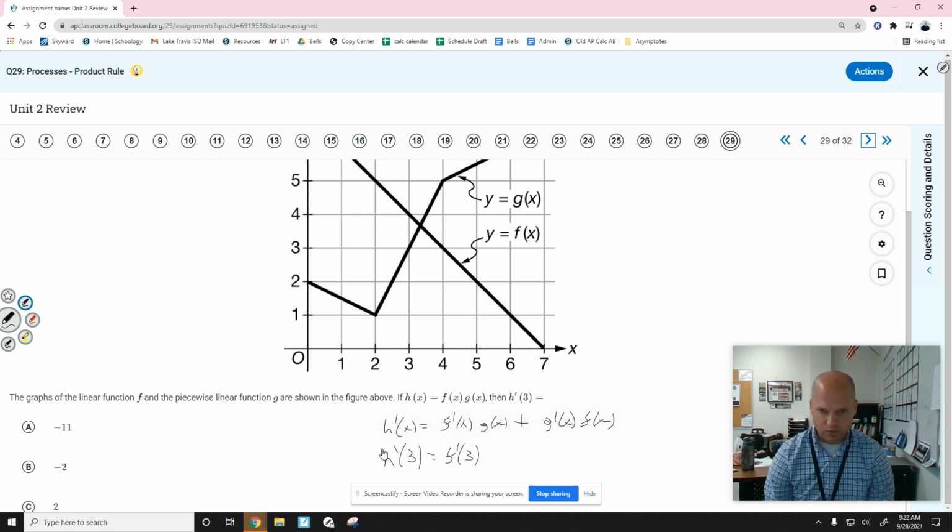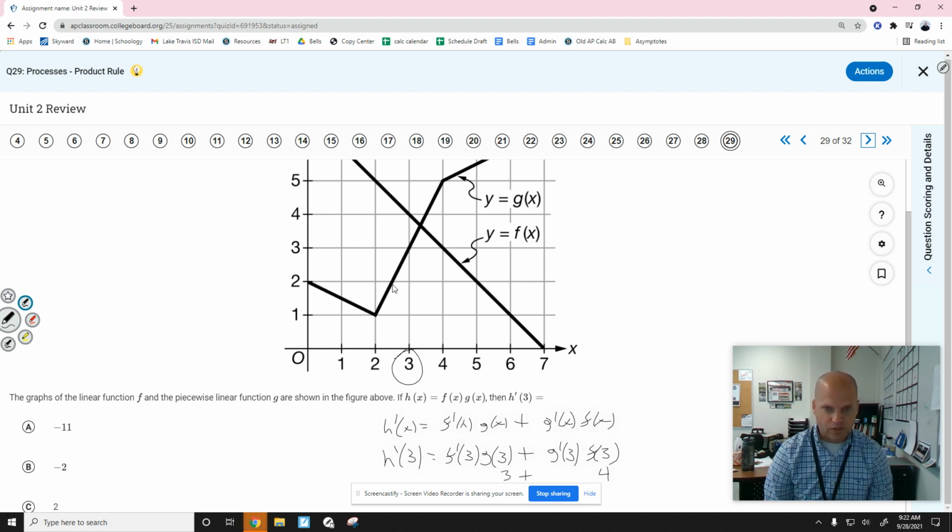F prime of 3, which is the slope of the tangent to F at 3. G of 3, which is the y coordinate of G at 3. G prime of 3, slope of the tangent to G at 3. F of 3. So I'm focusing my attention at 3. Let's look at the y coordinates first. Oh, this is tricky. F is this one. So F of 3 is 4. G of 3 is 3.